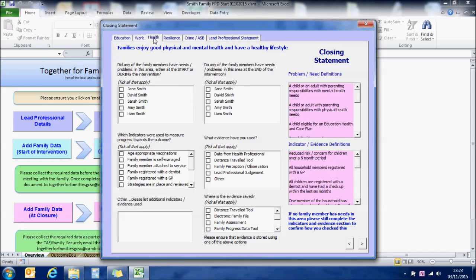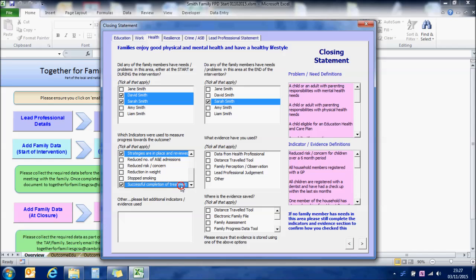The third outcome is around health, that families enjoy good physical and mental health and have a healthy lifestyle. David has suffered with alcohol misuse for many years, and Sarah has struggled with mental health. David no longer misuses alcohol, and although Sarah's mental health issues remain, strategies are in place to support Sarah. The evidence for this outcome was family observation, lead professional judgment, and this is all saved in the family support plan.